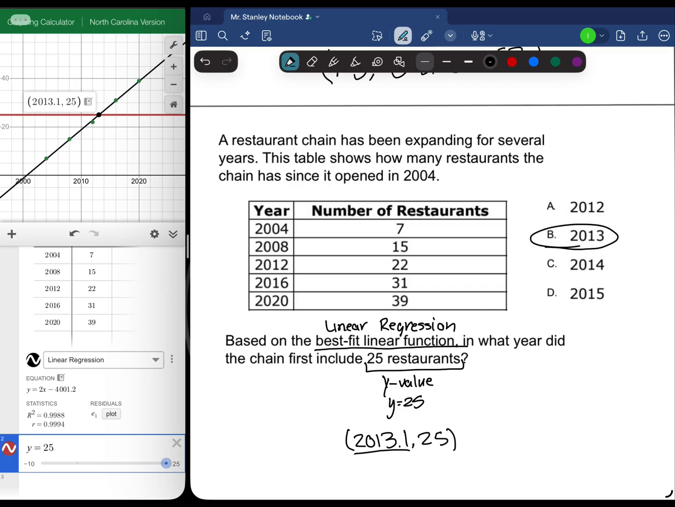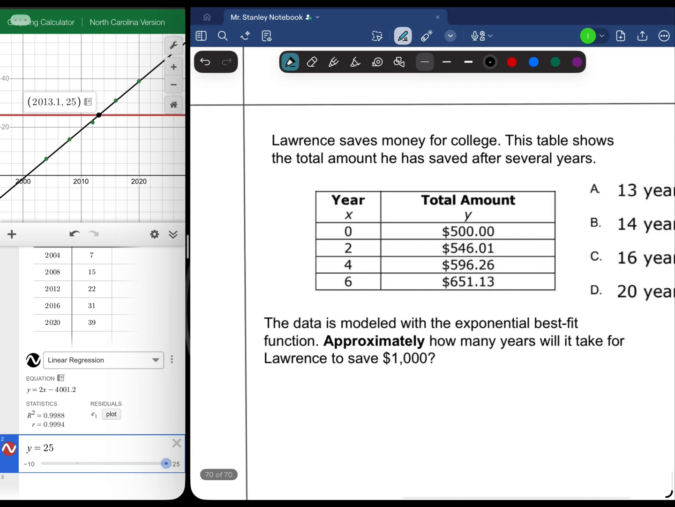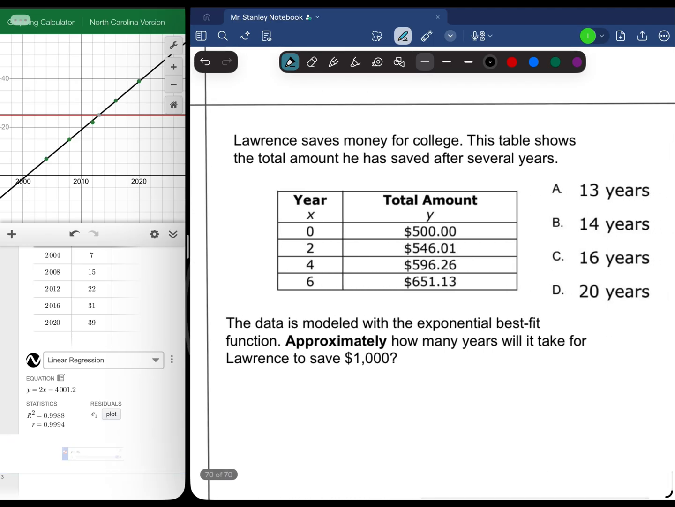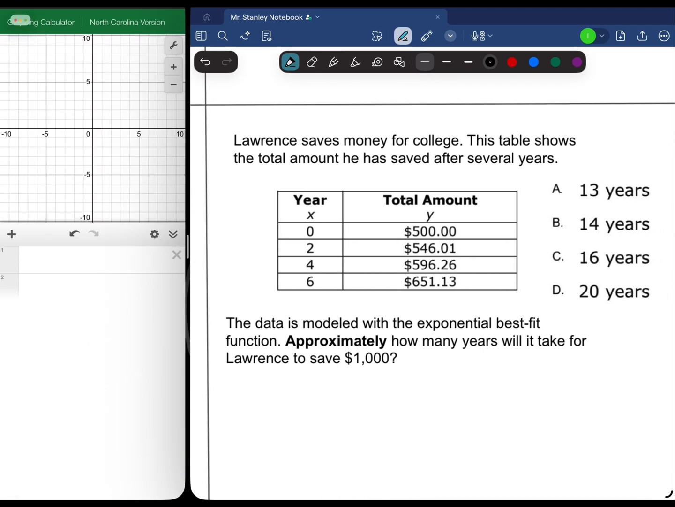So now let's move on to our last example, example 4. Clear everything out of Desmos, start fresh. Here it says Lawrence saves money for college. This table shows the total amount he has saved after several years. The data is modeled by an exponential best fit function. Approximately how many years will it take for Lawrence to save $1,000?